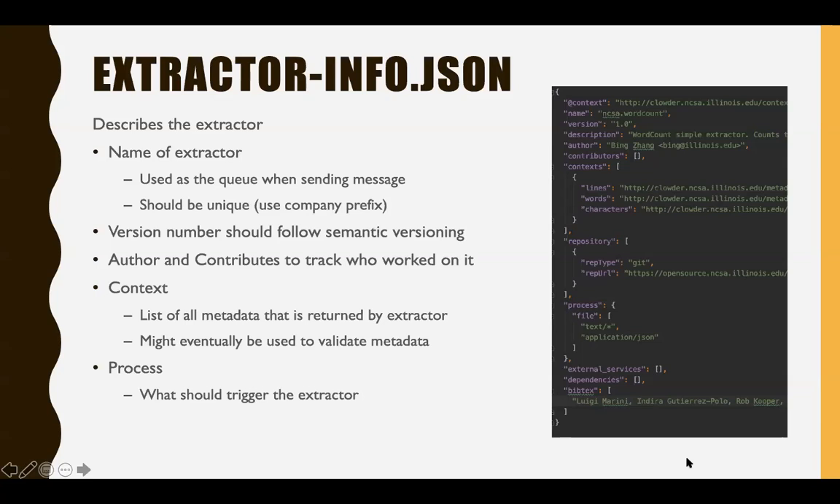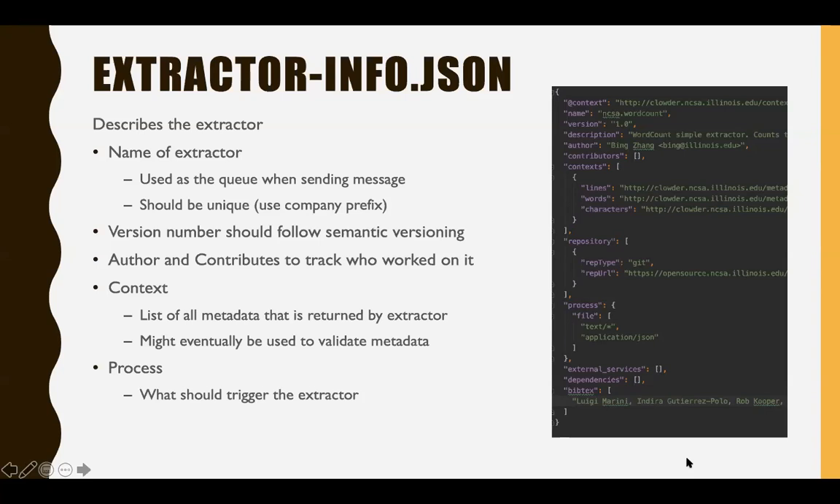You need to give it the name of the extractor. In this particular case, it's NCSA word count. This is used as the queue when sending a message, and it should be unique. And so we use sort of a Java-esque way of making this unique by prefixing it with our specific company. So in our case, all our extractors will pretty much be prefixed with NCSA. In the case of one of our other projects, TerraRef, all the extractors are prefixed with Terra. And so that way we are sort of having our own namespace for these extractors.